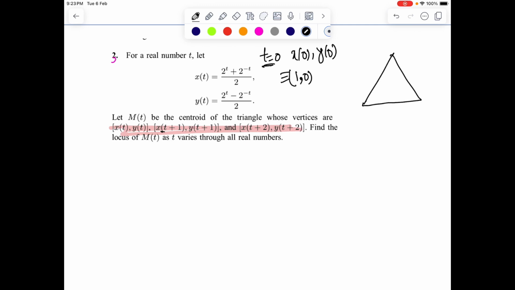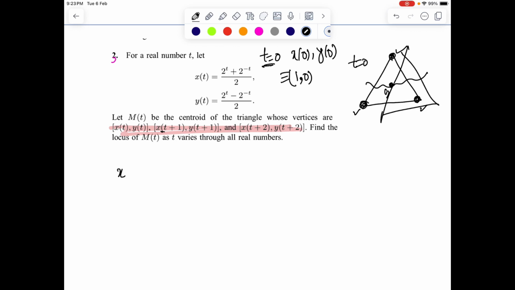Okay, so let's move to the next question. We have a real number t, x(t), y(t) is given. So for t equals 0, we'll have x(0), y(0) is 1, comma 0. So as t changes, x(t), y(t) keep on changing, right? So these vertices will keep on changing. Of course, for a particular location, let's say for t equal to 0, these three vertices will be fixed and the centroid will be fixed. As t changes, the centroid will move because the triangle itself will keep on moving. We have to find the locus of the centroid.